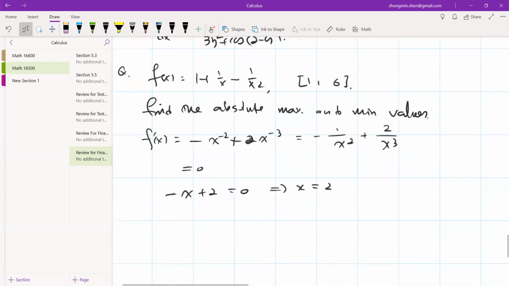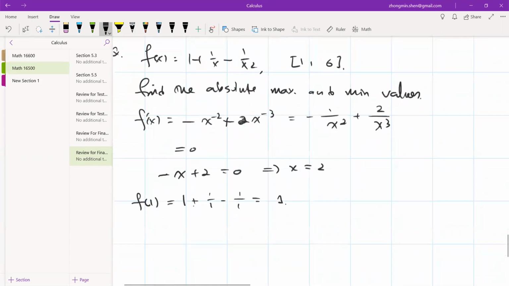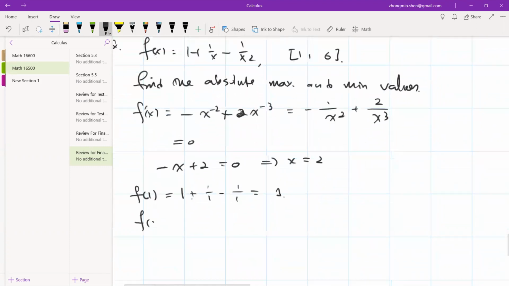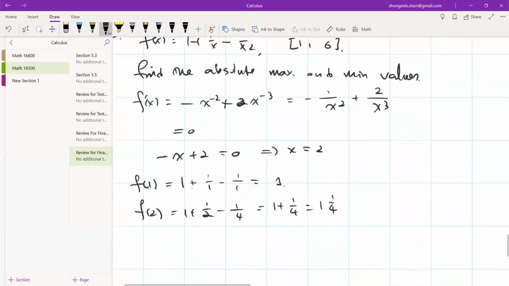The next step is we have to find the value of f of 1. At the end point, it's going to be 1. 1 minus 1 plus 1, so it's just 1. Then I get f of 2, 1 plus 1 over 2 minus 1 over 4, and that is going to be 1 and 1 quarter. Okay, so it's slightly larger than the 1.